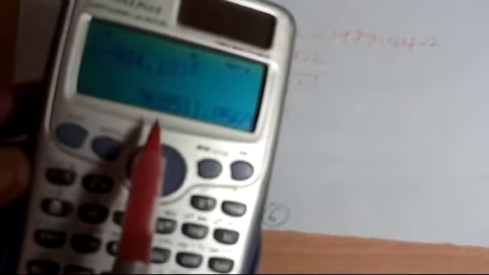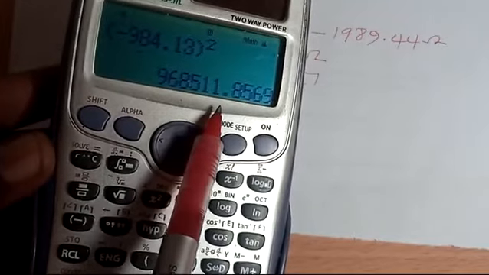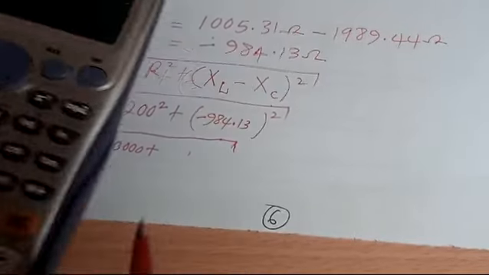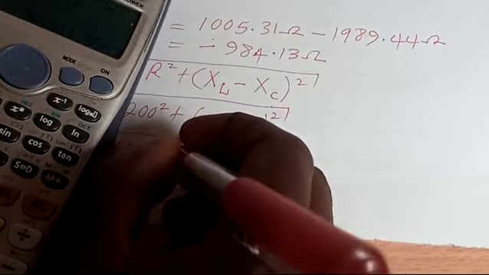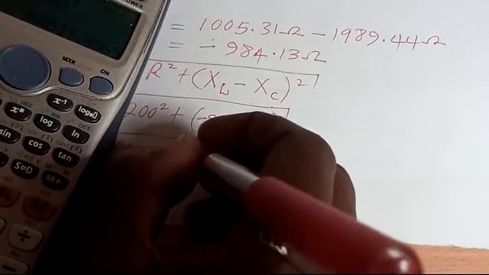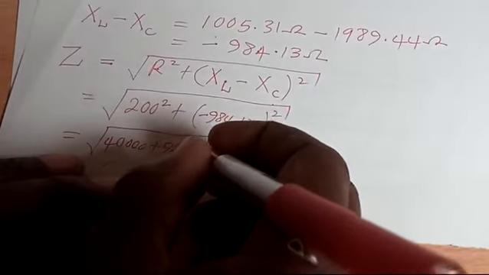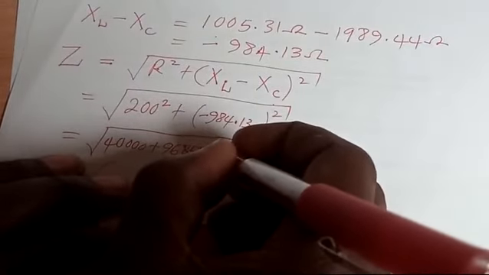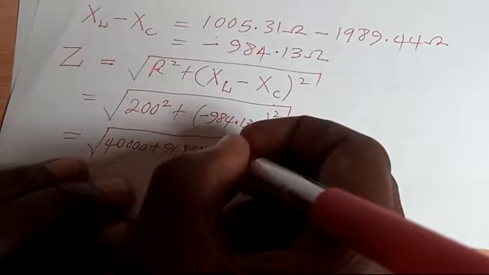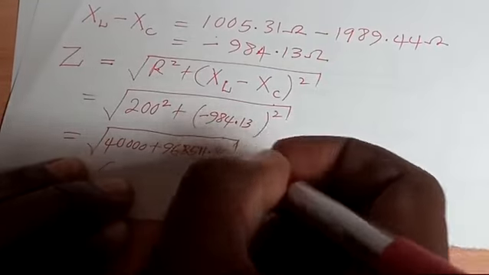Then you press the equality sign and see what you have. It will be a positive number. If you do not get a positive number, do it again. It has to be a positive number. So you have 968511, correct to two decimal places, 968511.86.